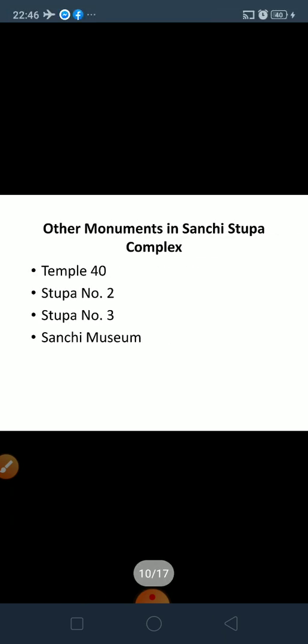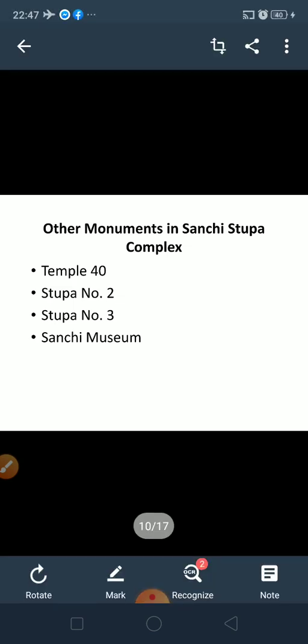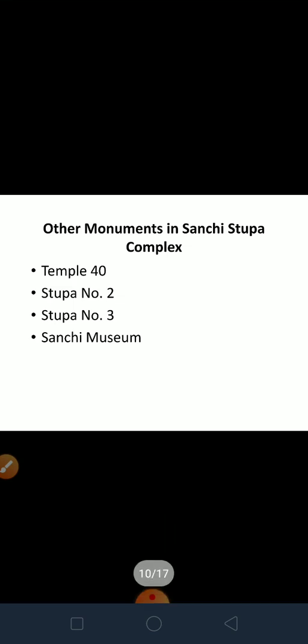This is actually a complex, the biggest and largest structure that we know, well known to all of us, that is Sanchi Stupa. It's also called Stupa number 1. In that complex, there are some more buildings. Temple 40, it's a temple but now only some stumps are left. Stupa number 2 and Stupa number 3. They also depict Buddhism, the life of Lord Buddha and Jataka tales. And one more structure is the Sanchi Museum.